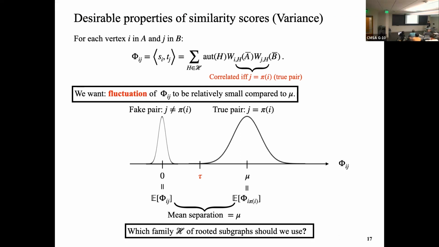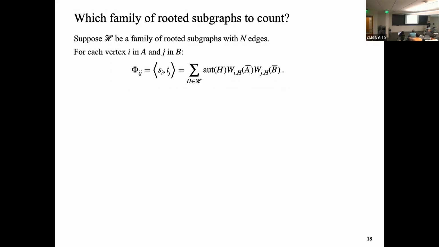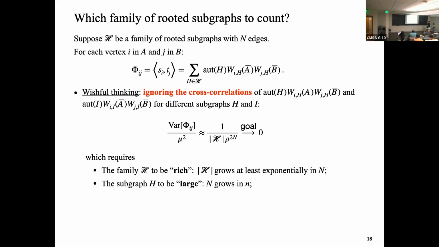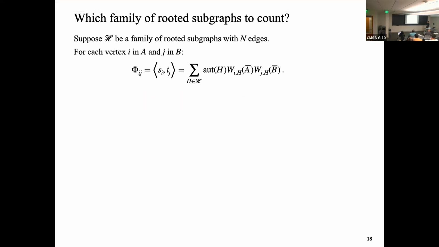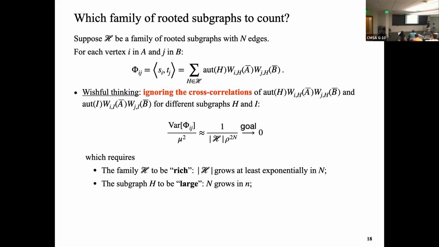So this leads to the question of how you construct this family of graphs. Let me explain the zeroth order consideration, which is pretending that these graphs are not correlated between different subgraphs. Suppose this is the case, so ignore it for the moment. Then the variance of this sum is just a sum of the variances, which you can compute. Compared to the square of the mean, we want to ensure that the variance, the second moment, is dominated by the first moment squared. This is the basic consideration.